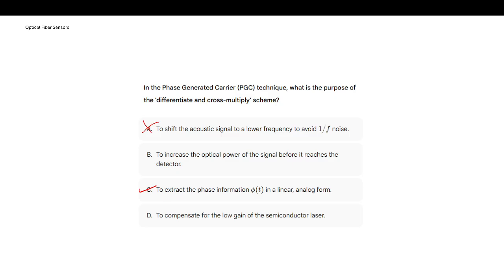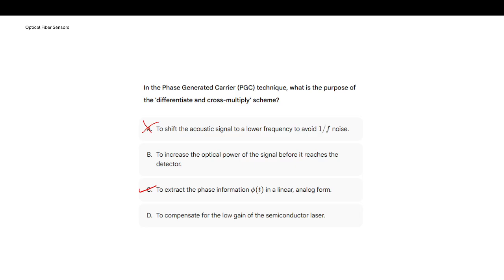To extract the phase information phi t in a linear analog form. So what happens is it extracts the phase information, and using that extracted information it forms a linear signal, and it also separates out the noise, or what you're saying, that cross multiplying in the signal, in the linear signal.